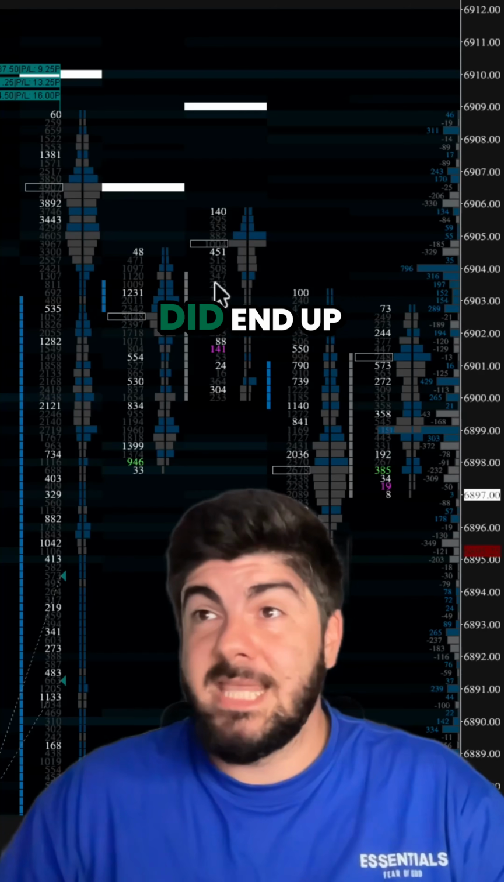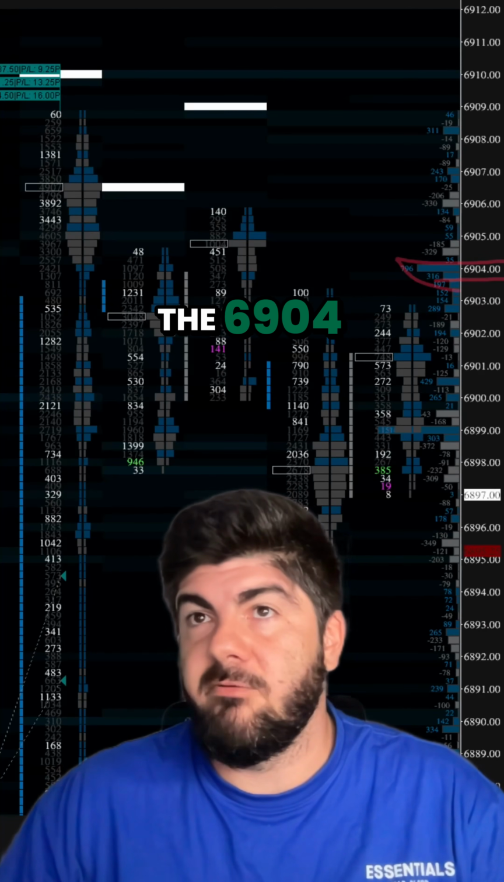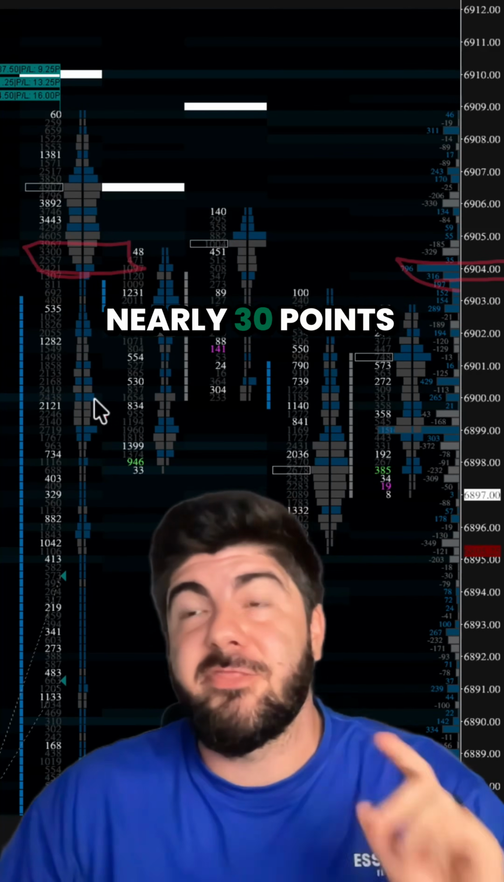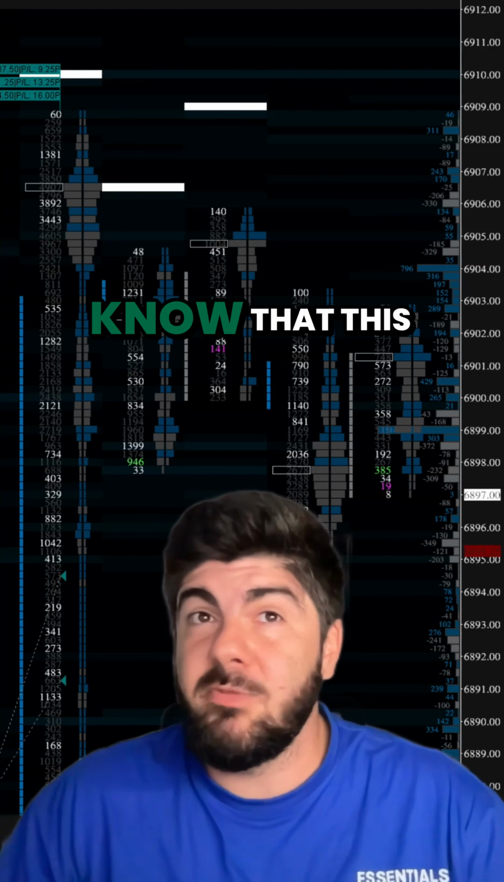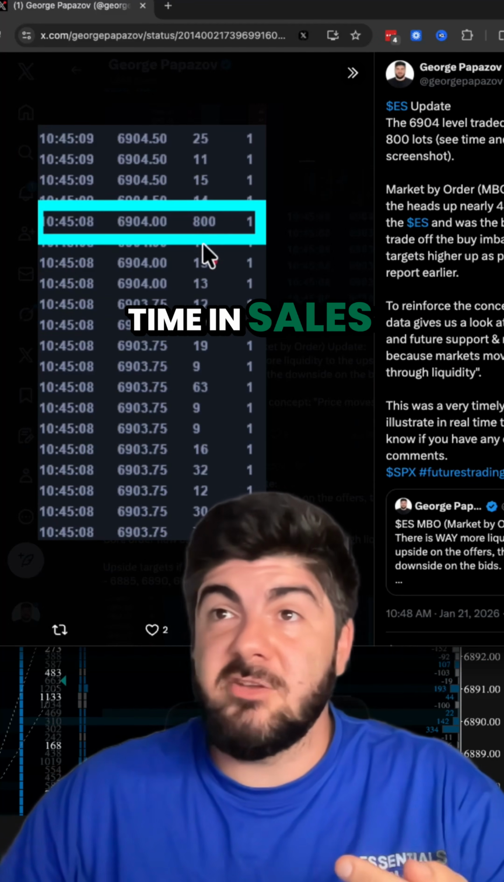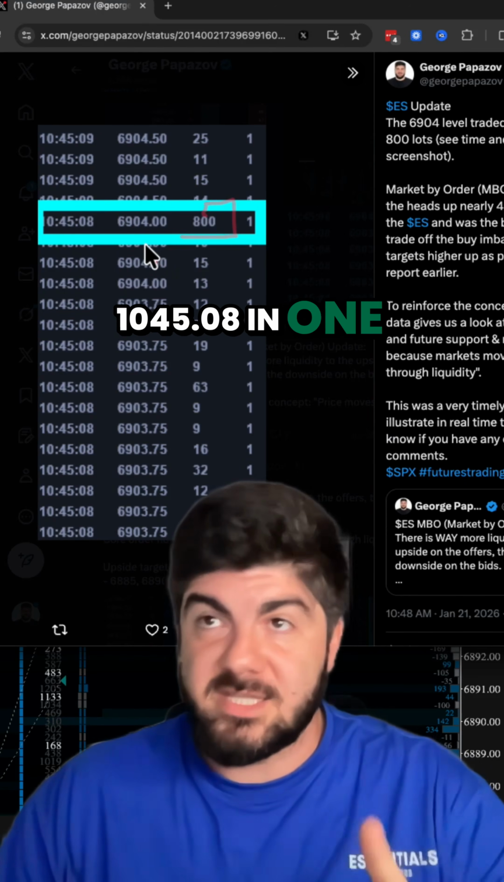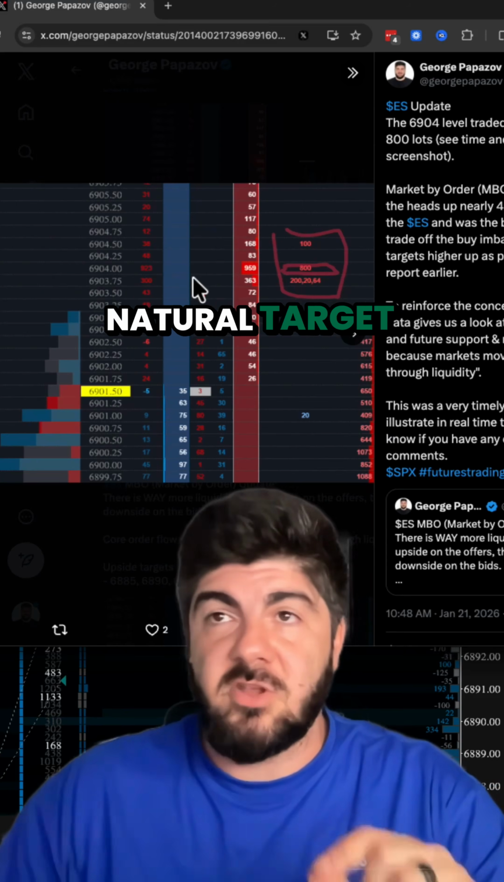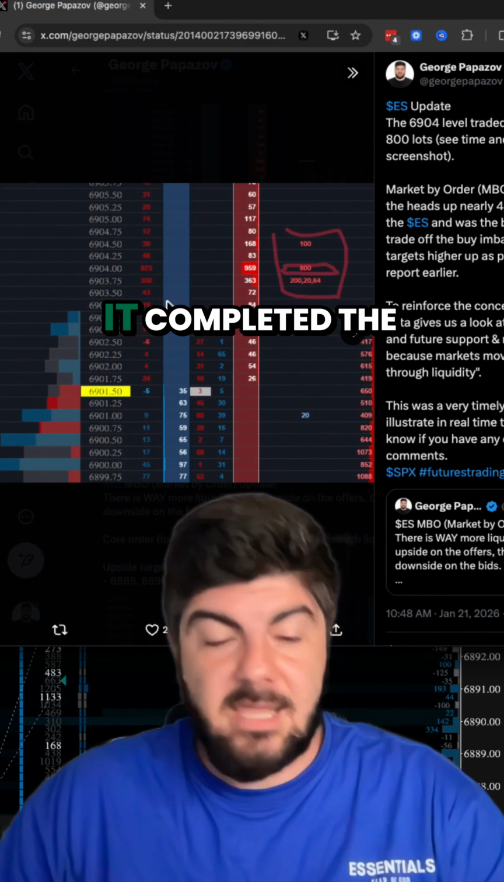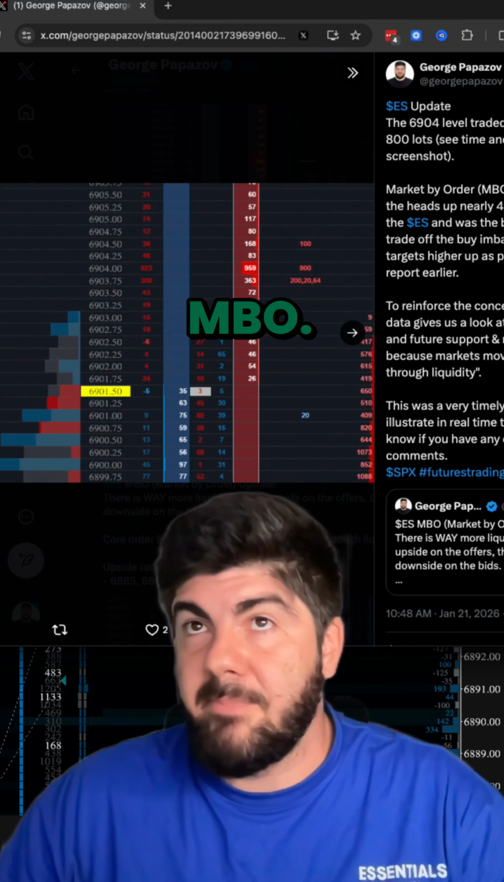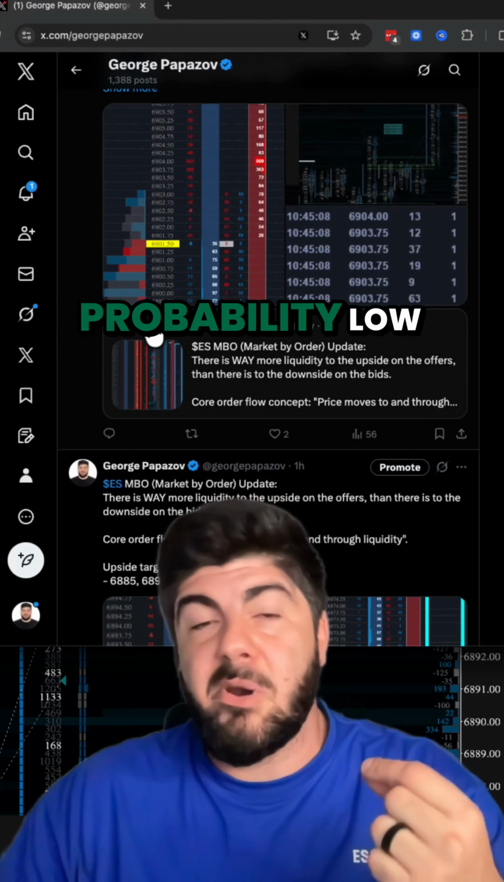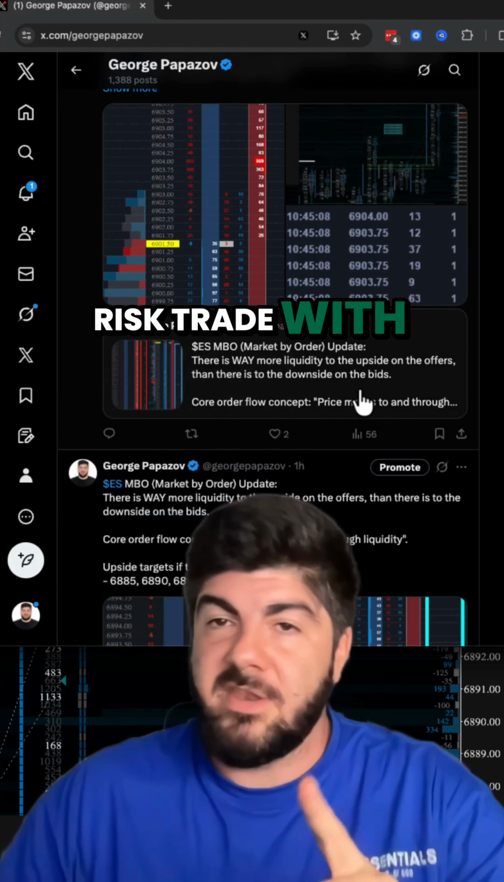In retrospect, we did end up trading right to the 69.04 liquidity point that we found nearly 30 points earlier. And how do we know that this traded? We could see on time and sales that 800 quantity traded through at 10:45:08 in one single order position. This was a natural target for the day, and as we hit it, it completed the analysis using MBO, and it also gave us a high probability, low risk trade with an upside target.